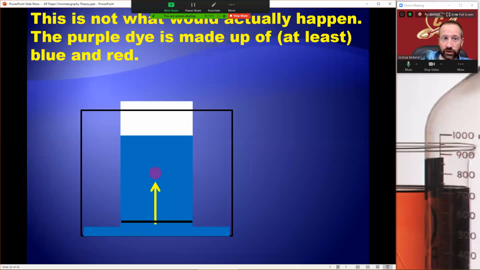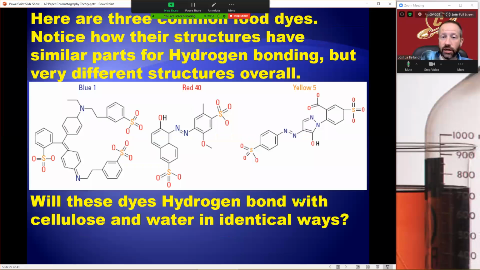Is that really how my purple dot's going to move? Isn't my purple dot made up of red and blue molecules? Is there any reason to think they're going to move exactly the same? No, there's not. So let's actually look at these.